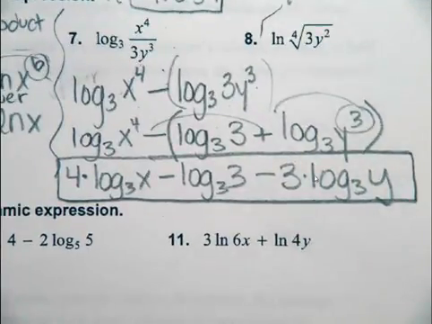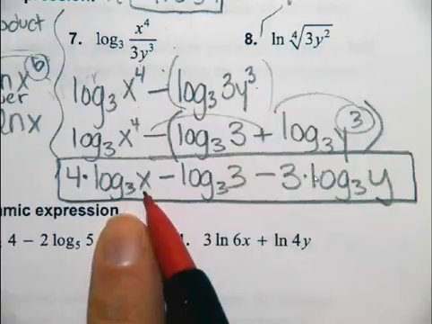So the idea is, when you're expanding, you don't want to see any more exponents inside of your logarithmic functions, because you want to use the power property to get them out. You don't want to see any division. You don't want to see any multiplication or factors that can be split apart. And then you'll know that you're basically done.